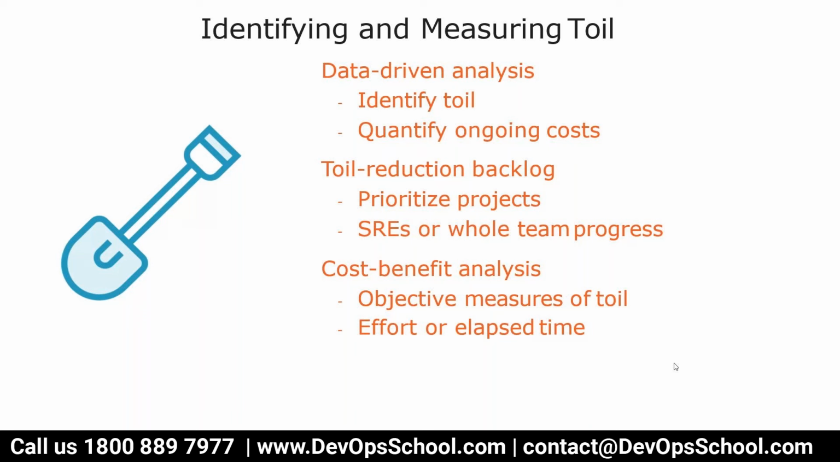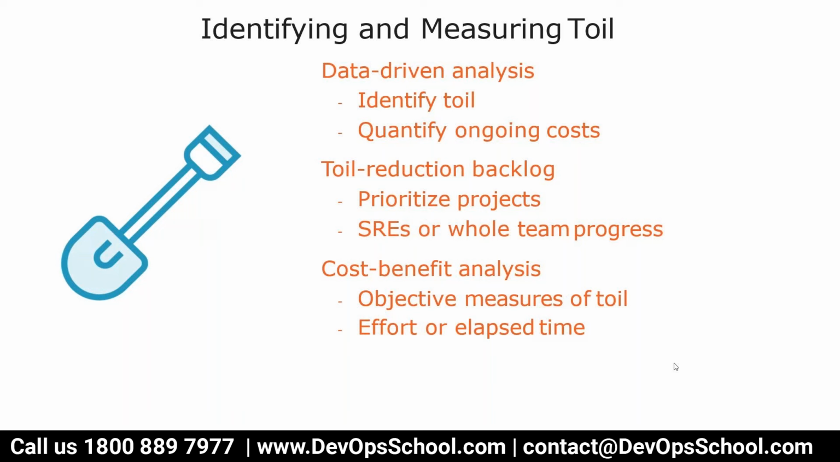It's not like suddenly there is one piece of work which has toil and you start working on it. It should not be like that. You need to identify first, which you have done, and then you have to quantify the ongoing cost for it. And then you also need to look at the toil reduction backlog and prioritize that. Many things are involved. First thing, identify. Second thing is quantify the cost. Third thing, see the priorities, and then decide whether you want to work on it or not.